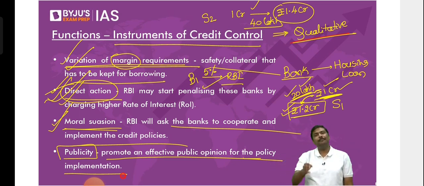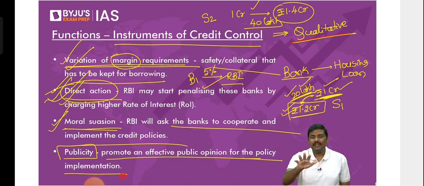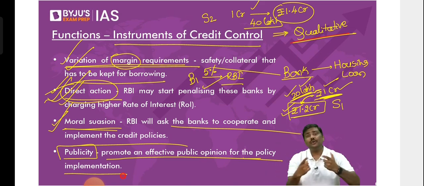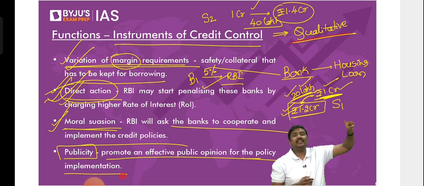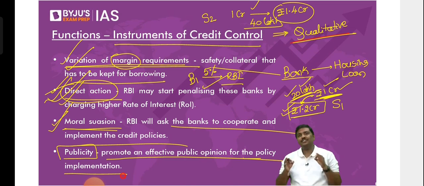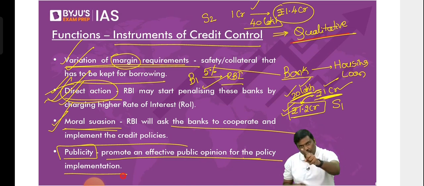Importance is simple. The RBI through advertisements is trying to convey a message to you. They're trying to educate you. If you are educated as a customer, what is the next outcome? You will expect the bank to implement the policies. Does it make any sense to you? If you are educated, you expect the bank to implement such policies.